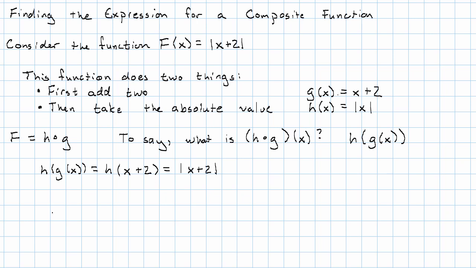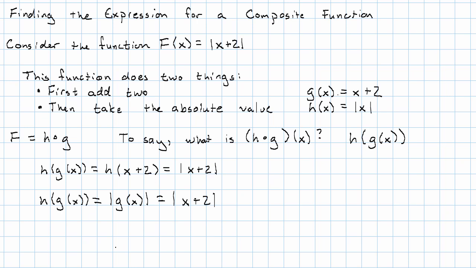I could also approach this by resolving the h first. H of g of x, well, h takes the absolute value. So h of g of x is just the absolute value of g of x. So it's the absolute value of x plus 2, since that's what g does. Either way, of course, we get the same answer. You can approach this either way.